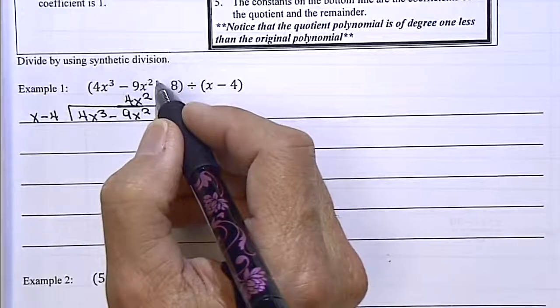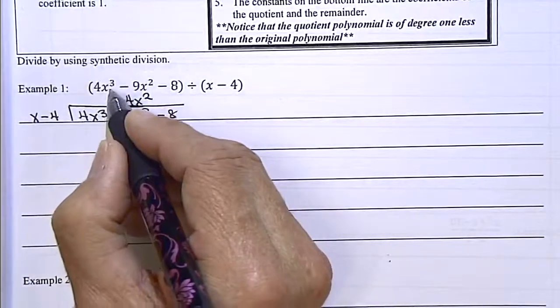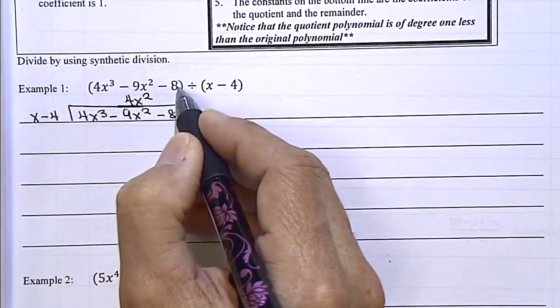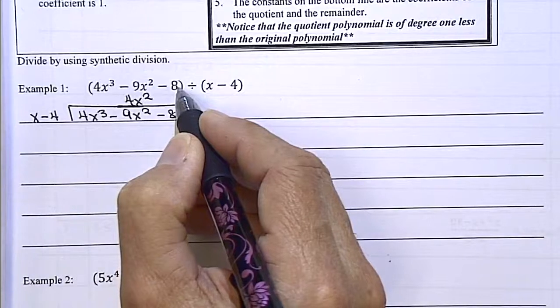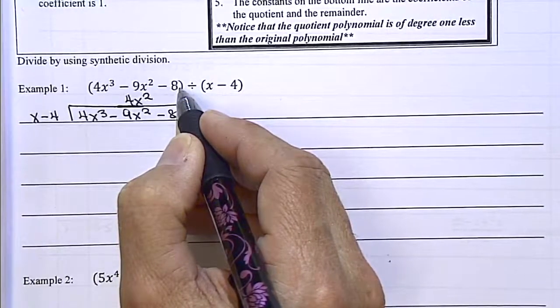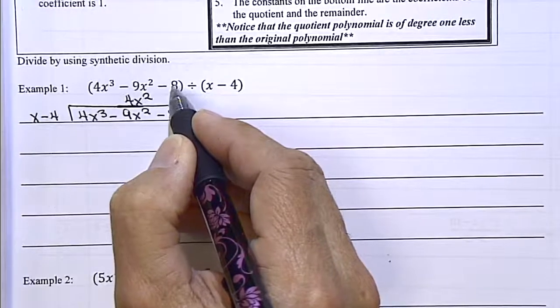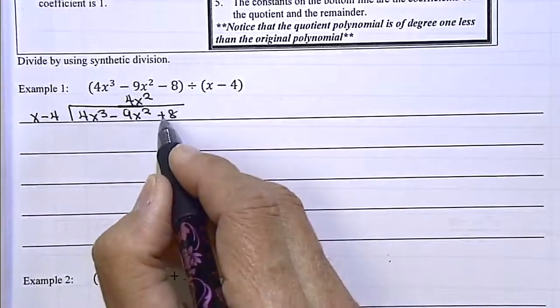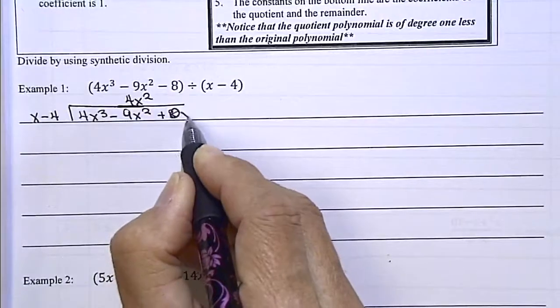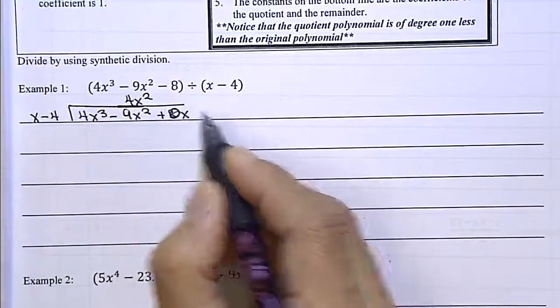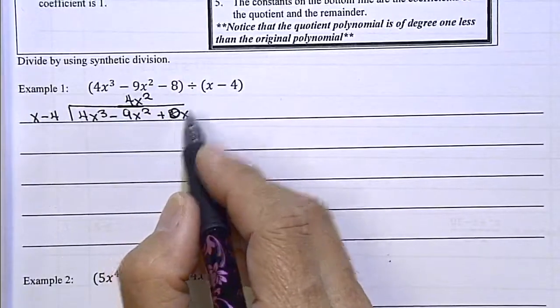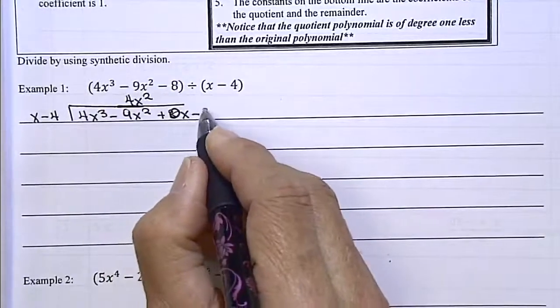This is a bad first example problem because it has x cubed, x squared, and then it does not have an x term. Well, guys, when we're doing division, either way, you've got to follow the exponent, the variable terms, all the way to the bottom. If we don't have an x term, we have to put it in. Instead of minus 8, I've got to put in plus 0x, and then I can say minus 8.